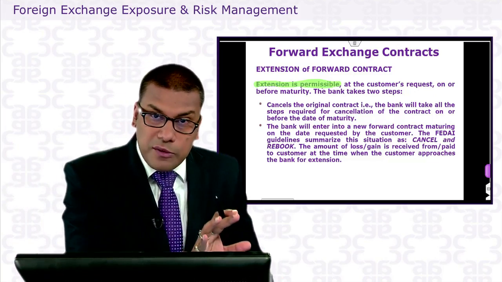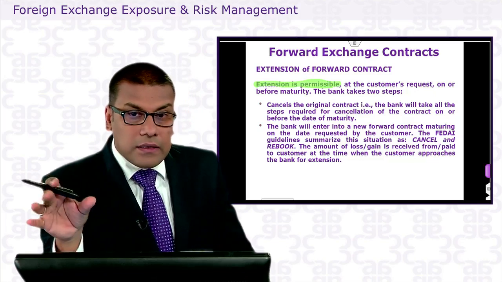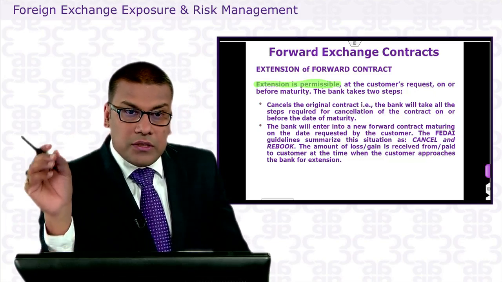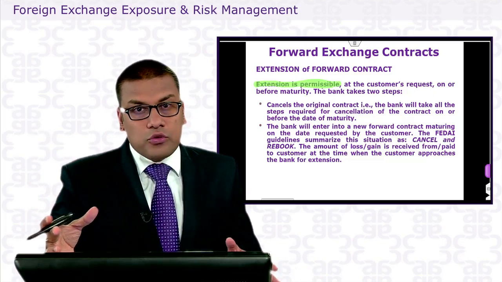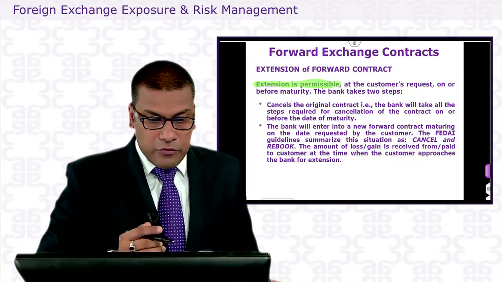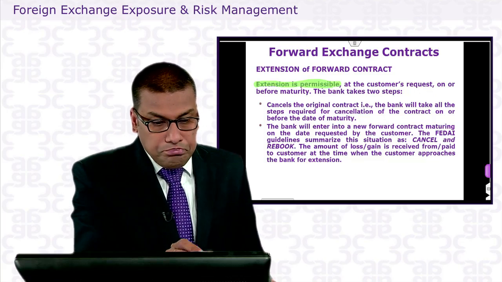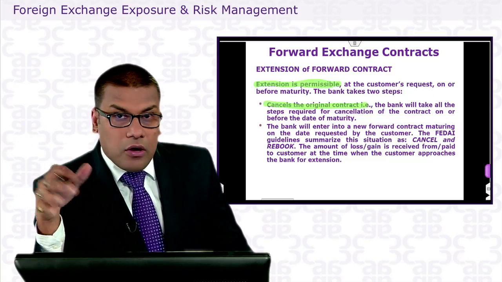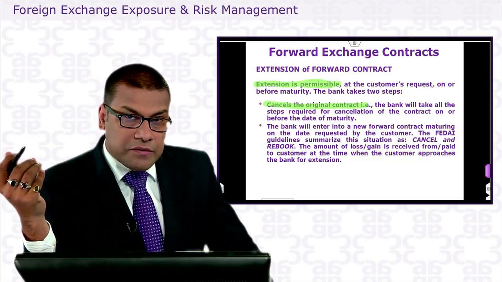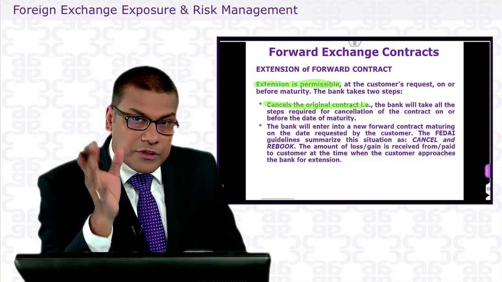So extension is permissible, the bank would do that provided the customer has requested before maturity, and in that case the bank would take two steps. Okay, there are two steps that the bank would take. One is that the bank would cancel the original contract because the original contract has not been extended. Okay, so the bank will take all the steps that are required for cancellation that we have discussed earlier for any contract before the date of maturity.